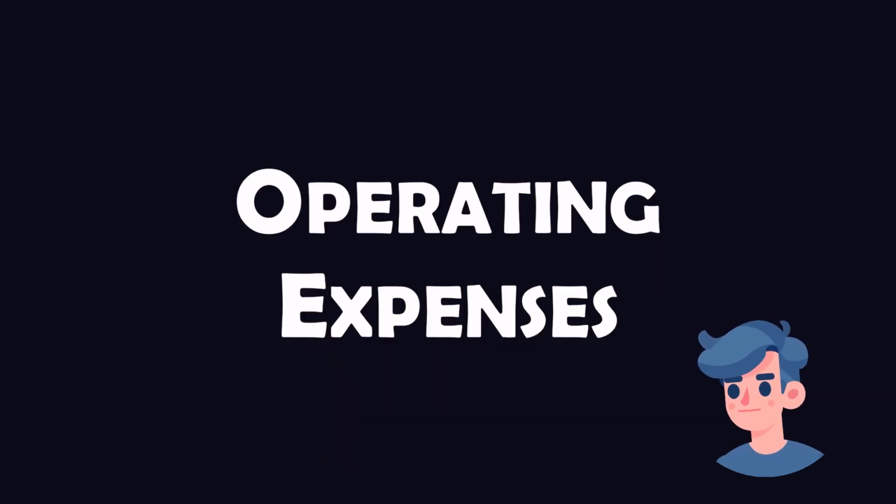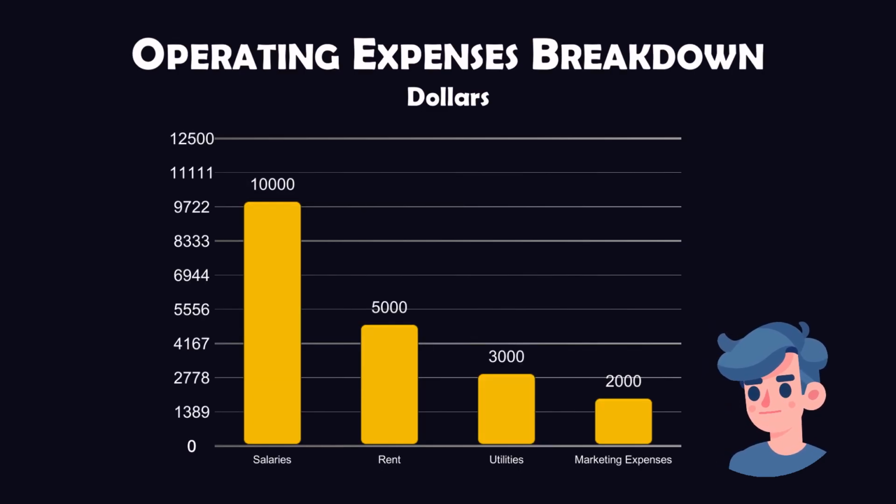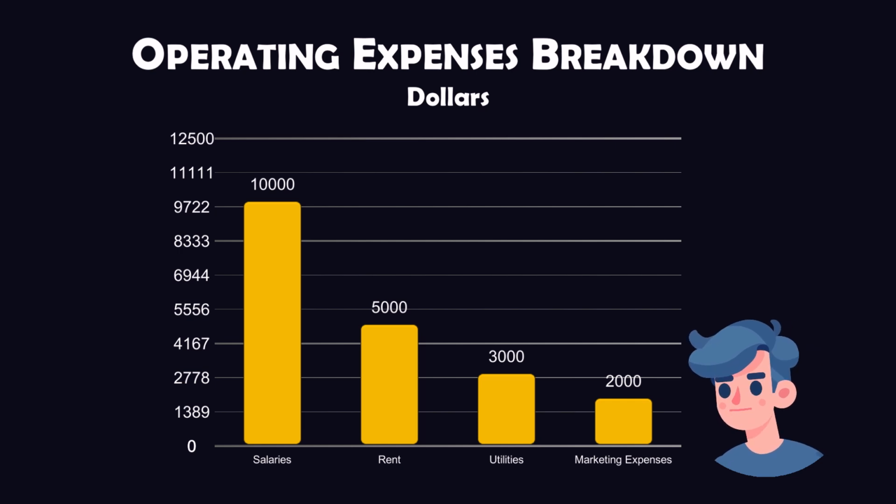Operating expenses are the costs required to run the business. These include things like salaries, rent, utilities, and marketing expenses. Assume these costs account for $20,000. We subtract this from the gross profit to get the operating income.